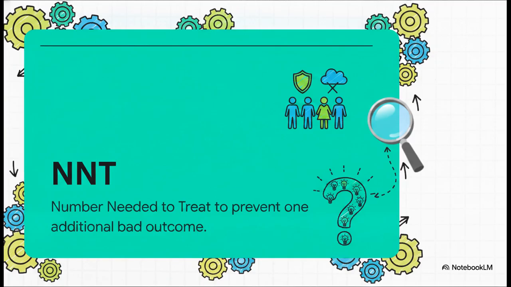the NNT, or number needed to treat. Simply put, this is the number of patients you need to give a drug to in order to prevent exactly one additional bad outcome. Think about it. If a drug magically cures absolutely everyone who takes it, the NNT is 1. 1 treatment equals 1 cure. Simple. But here's the catch. Most drugs don't work like that at all.